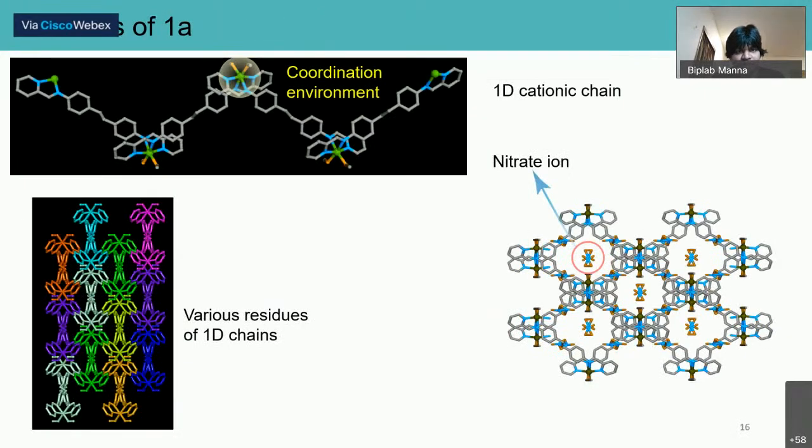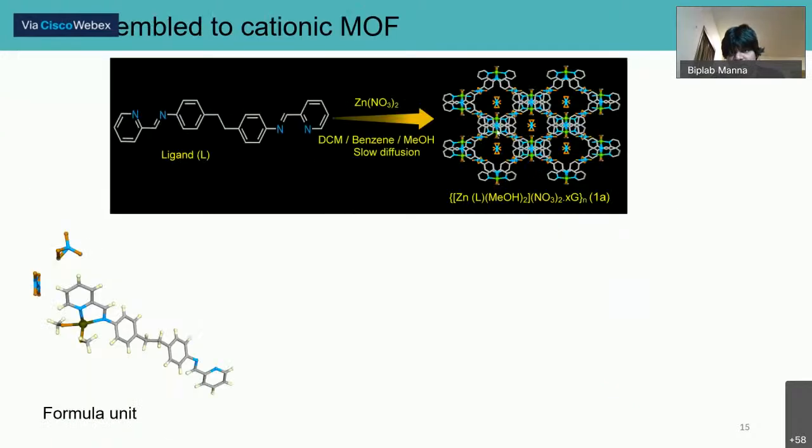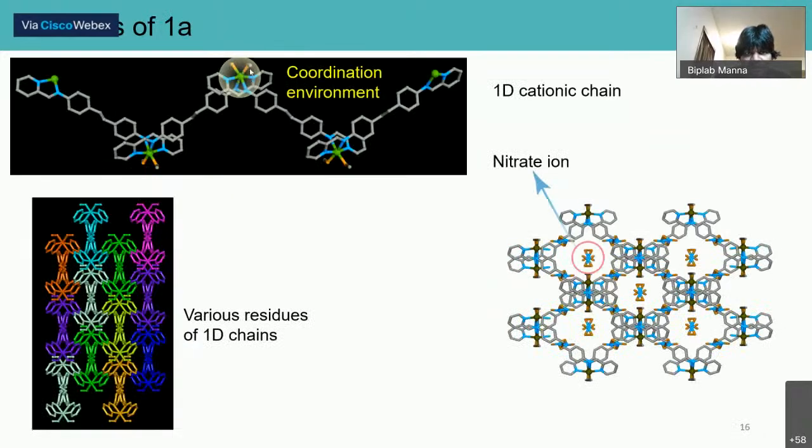So the features of the structure: I call this structure 1A, framework 1A, MOP 1A. In the coordination environment, you can see the methanol is coordinated to the metal center. This is very weird, because methanol coordination has been observed to be very, very weak to the metal center compared to other coordinating guests. It is forming a 1D cationic chain, and the nitrate here is free nitrate. If we look at the various 1D chains in different colors, you can see how they are assembled in the structure.